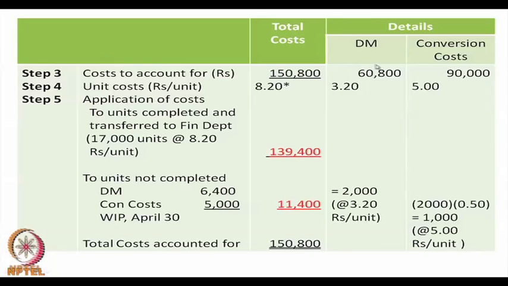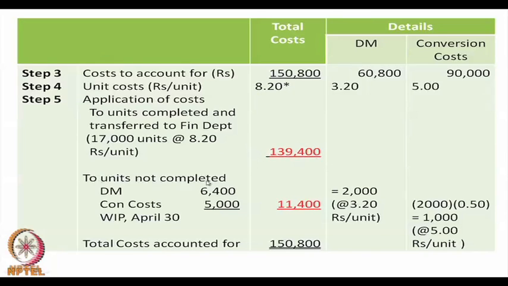whereas direct material was received by all the 19,000 CD players. So, 60,800 divided by 19,000 came to 3.20, that is the unit cost. Adding up, this gives 8 rupees 20 paise. Now, we apply the costs first to completed and transferred to finished department. 17,000 had been completed and the cost of that was 8 rupees 20 paise. So, multiply 17,000 into 8 rupees 20 paise, the value is this.